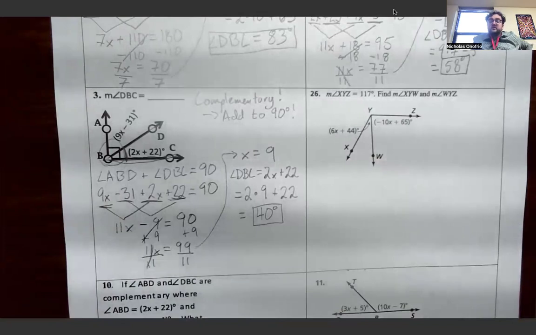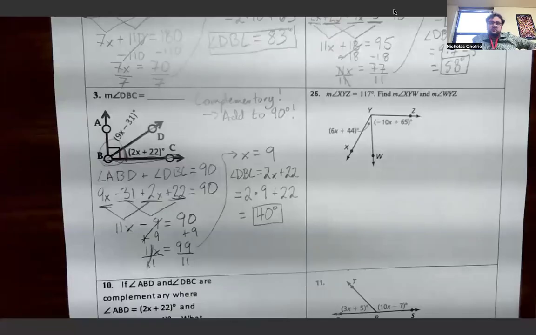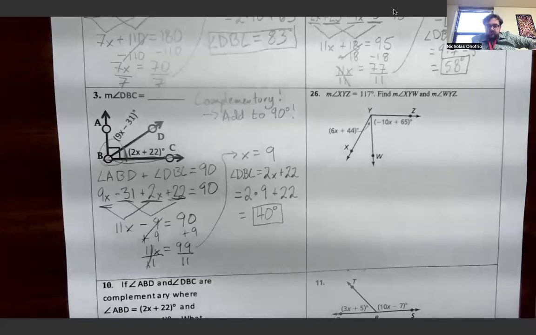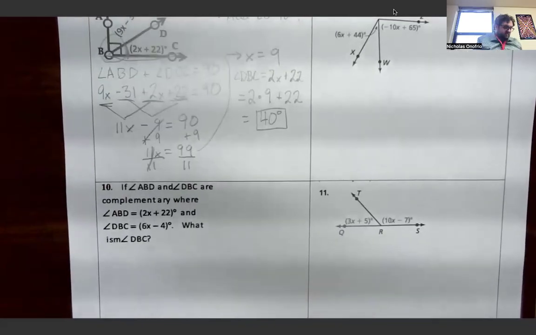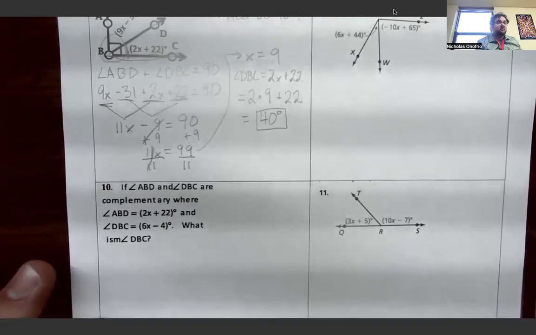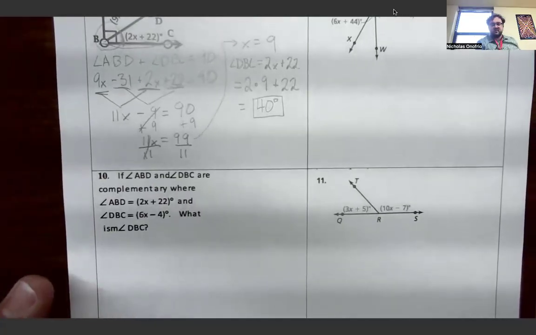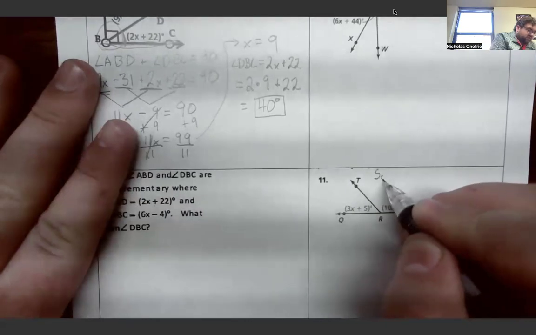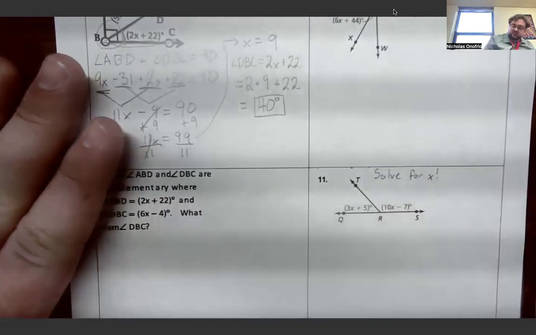Okay, so that concludes our first lesson on working with complements and supplements. Your job for the rest of class today is to solve problems 26, problem 10, and problem 11. A couple notes. Problem number 10 does not give you a diagram, but if you're reading the problem, it tells you what vocab to look for. So be careful. Also, problem number 11, you only have to solve for x. You don't have to plug it back in. I'm not going to make you do that.